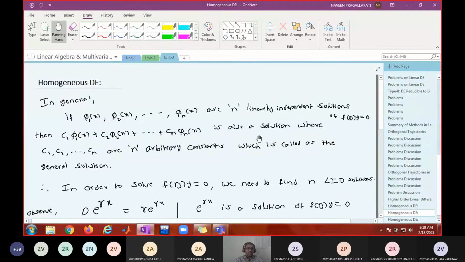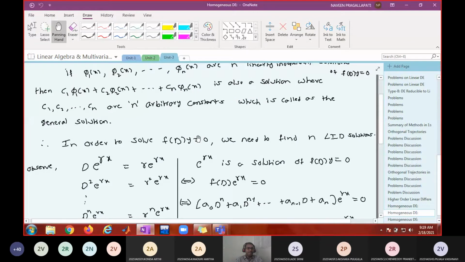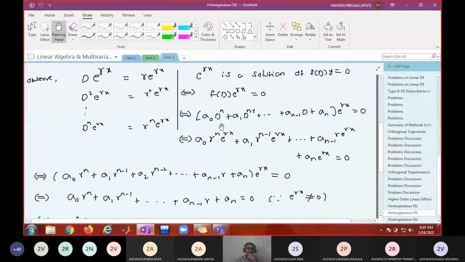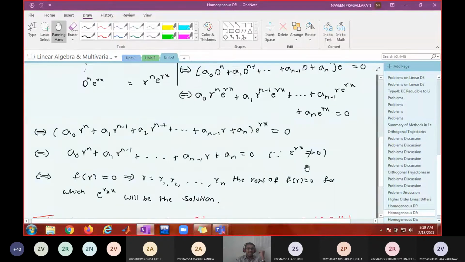And if you want to call this solution a general solution, then there should be n arbitrary constants, and those n arbitrary constants will not be reduced further even after simplification if all these functions are linearly independent solutions. Okay, so if these are all linearly independent solutions, then the linear combination of these solutions will be a general solution. So in that process we identified that an exponential function of the form e power rx will be a solution of the given differential equation for some r, only when that r is a root of the characteristic equation f of r equal to 0.